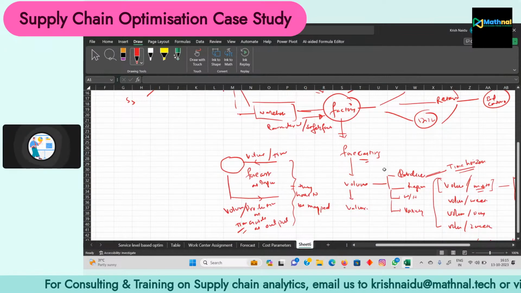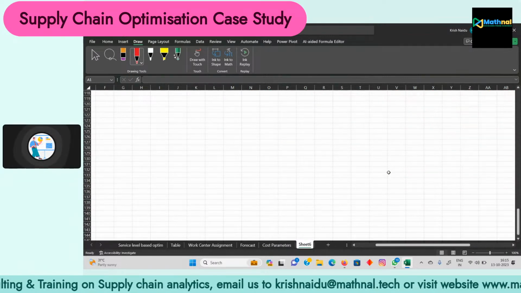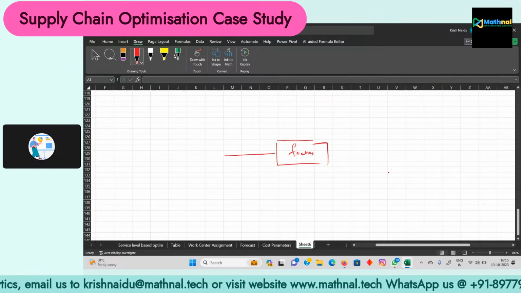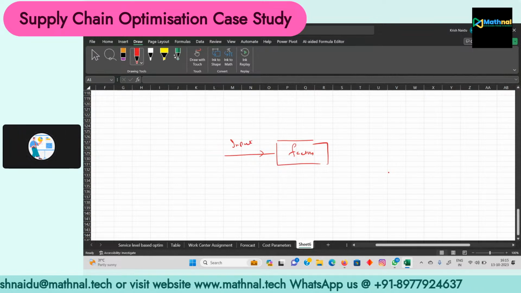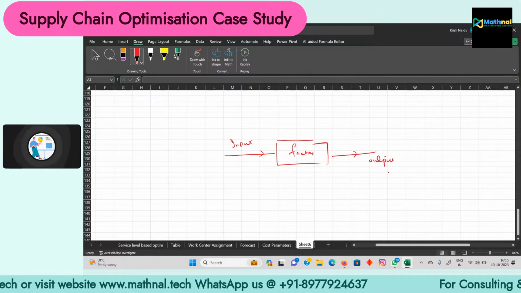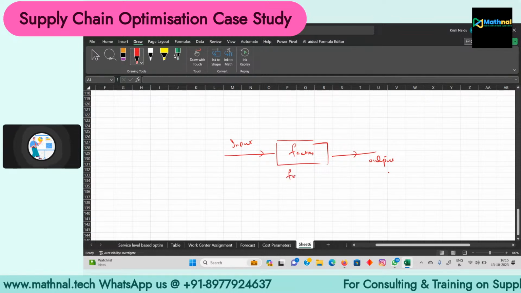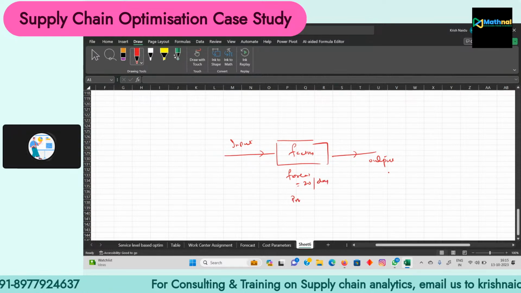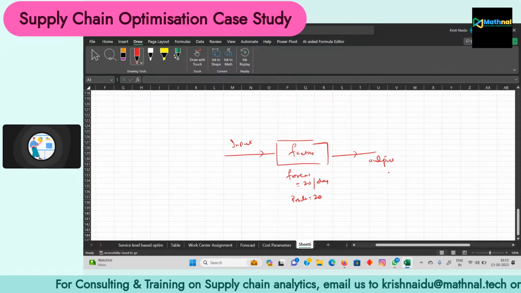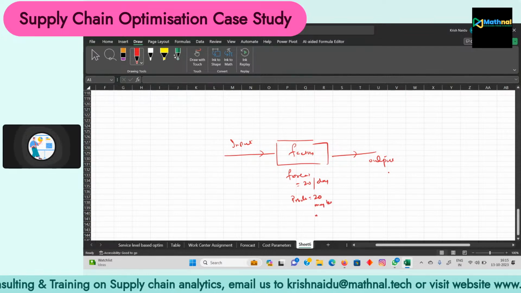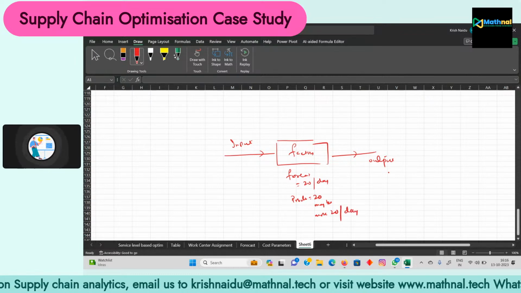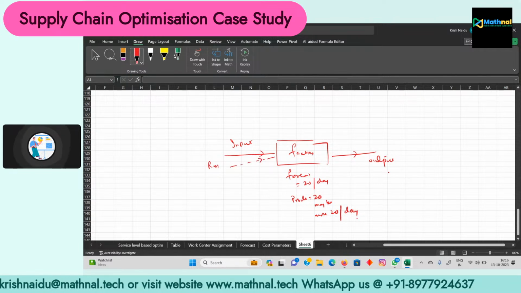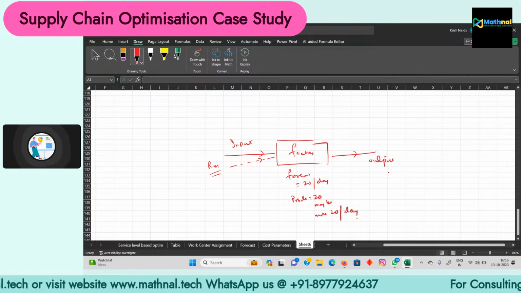For example, let's take a case here. Suppose this is my factory. So this is an input. Okay, there is an output, right? There are various kinds of inputs. Now the forecast, let's say, is 20 units per day. My production may be 20 or maybe more than 20 per day, but not less than 20. Now the raw material which is coming inside the factory for production. Okay, so do we need raw material of 20 units per day?